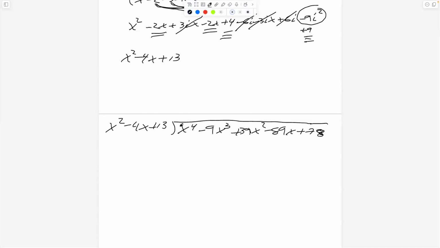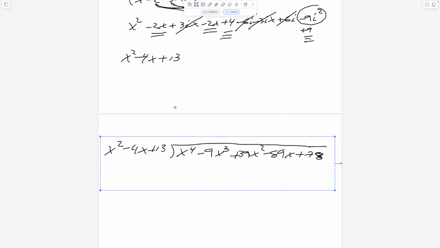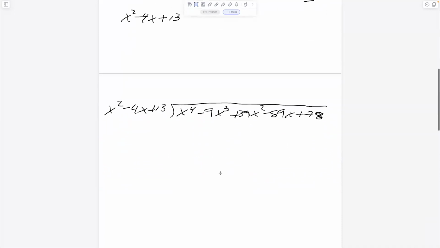Okay. The key to long division is make sure you keep your powers lined up. I'm going to scoot this down a little bit so it will all stay on one page, because I'm going to be writing up here. How many times does x squared go into x to the fourth? X squared. I need to multiply x squared by another x squared. And notice I'm keeping those lined up to get x to the fourth.